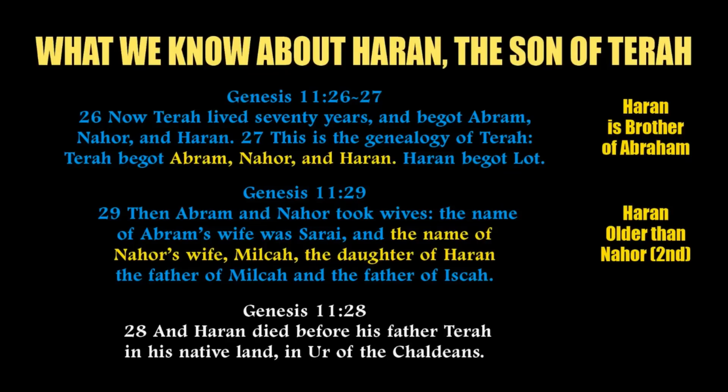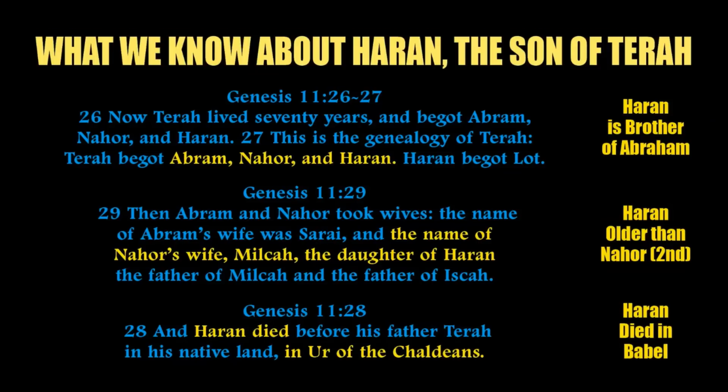And the last thing we know comes from verse 28. "And Haran died before his father Terah in his native land, in Ur of the Chaldeans." In the Bible, the Chaldeans were considered Babylonians, and Ur was just south of Babel, close enough to be considered in the kingdom of Babel. So we can definitely say that Haran died in Babel before his father Terah.